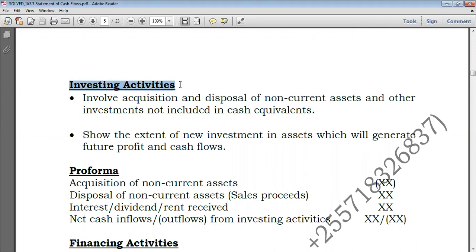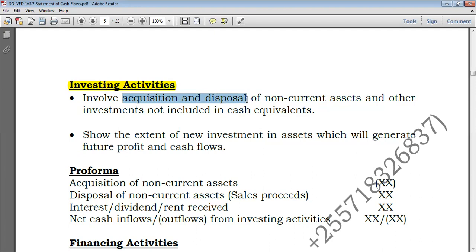Here we are, investing activities. What are investing activities? When we speak of investing activities, we actually refer to the acquisition and disposal of non-current assets and other investments not included in cash equivalents. I don't know if you get me. When speaking of acquisition, that means we try to determine the amount of cash that has been given out so as to obtain non-current assets and other assets, but which are not cash equivalents. All right? We also speak of disposal.